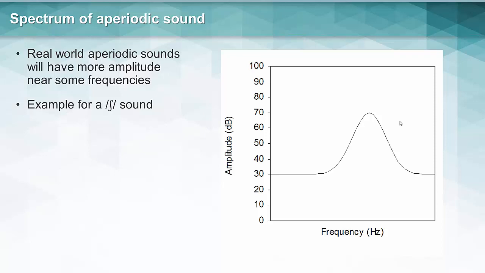In this particular example, there are some frequencies that are louder than others, which is true for aperiodic sounds in the real world. You may have heard the term white noise. That's an aperiodic sound with equal amplitude at all frequencies. This particular spectrum is something like what a sh would look like. It has a peak amplitude around 3000 Hz, depending a bit on the talker.